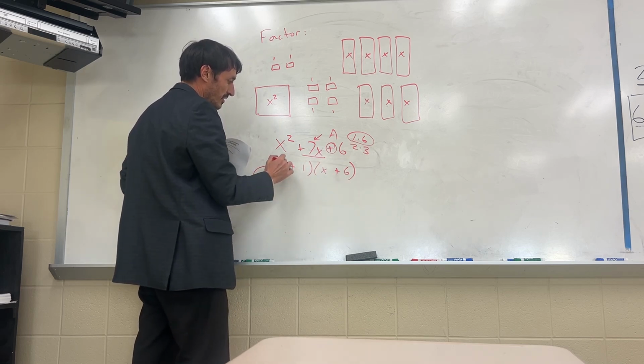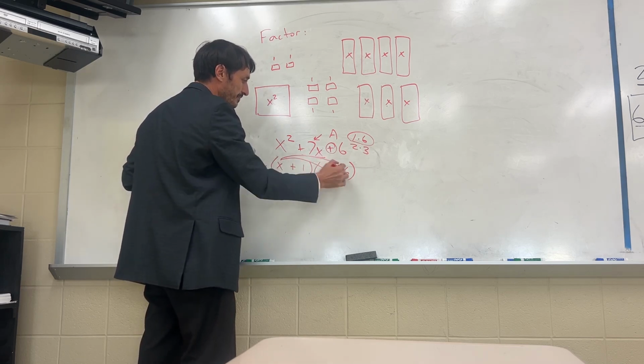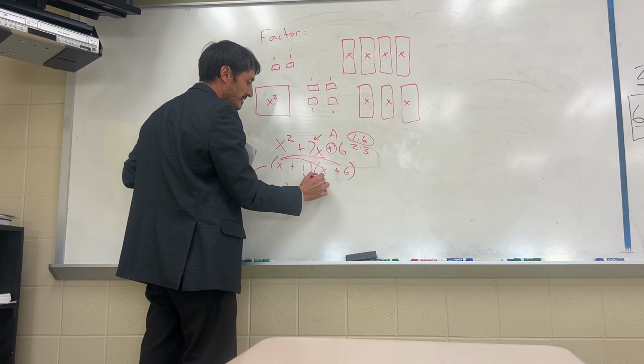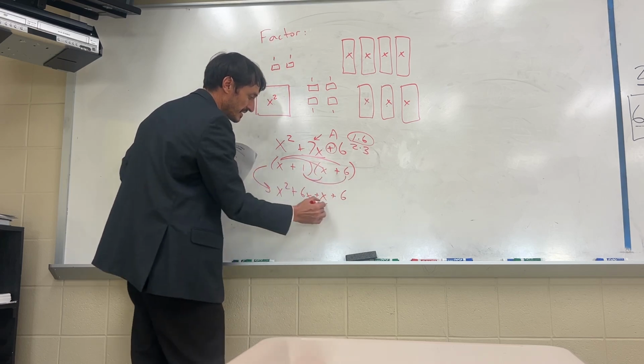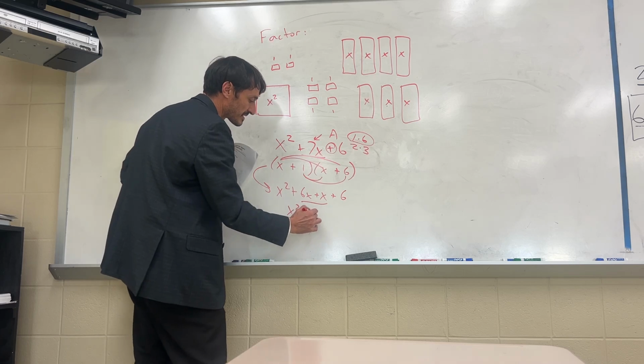You can check your work by doing x squared, 6x, x, and 1 times 6 is 6. These two x terms add together to give x squared plus 7x plus 6.